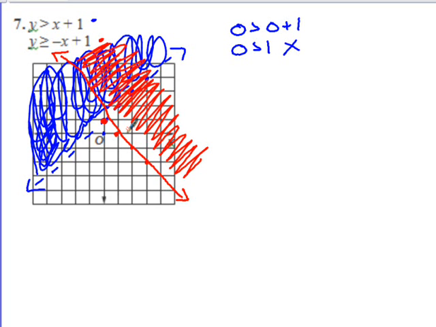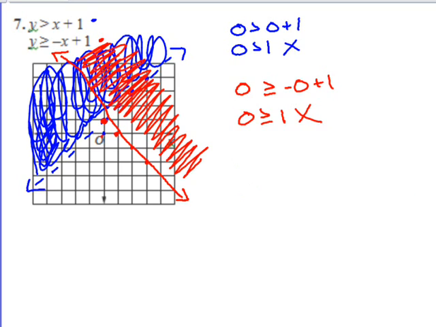Again, check your shading. So (0, 0) would not be in that red shaded area. So if I put (0, 0) in here, I should expect a false statement. 0 is greater than or equal to -0 plus 1. Well, -0 is just 0, 0 plus 1 is 1, 0 is not greater than or equal to 1, so that's a false statement. (0, 0) should not be shaded in, so I went the right way.